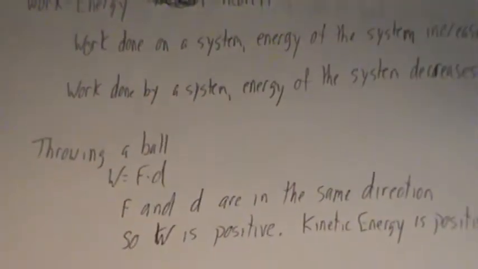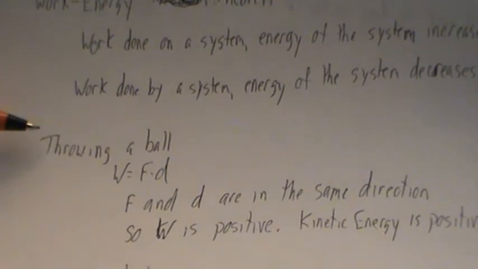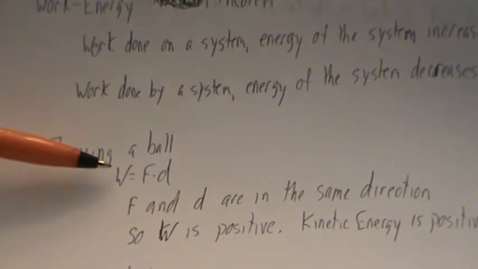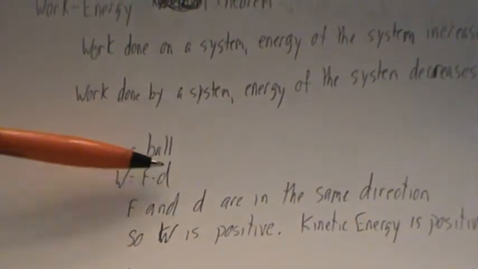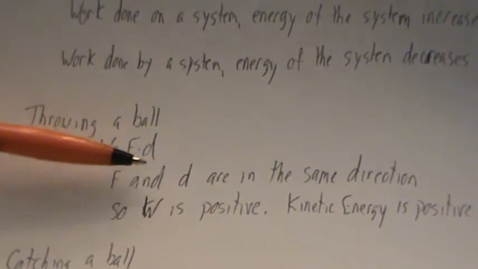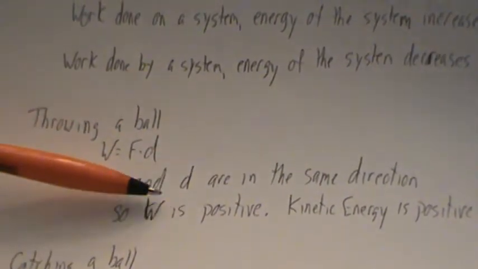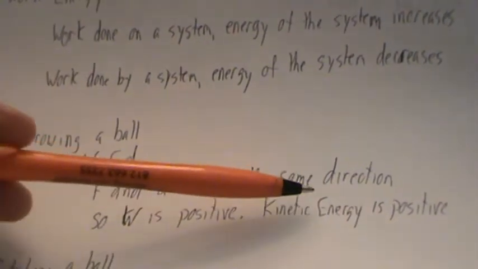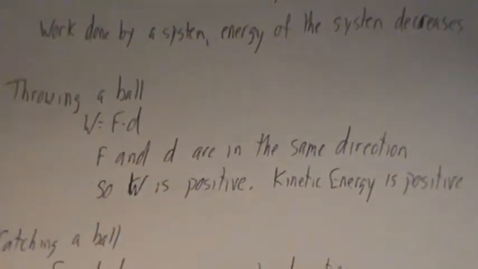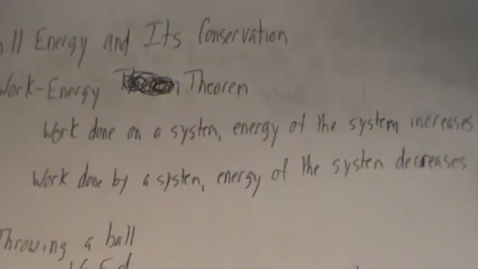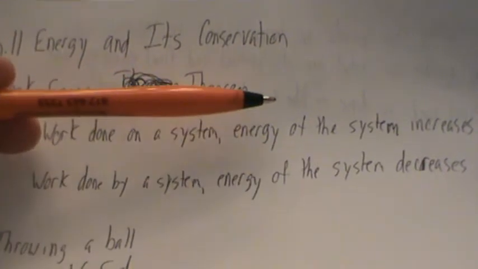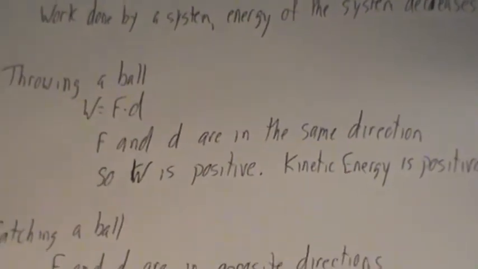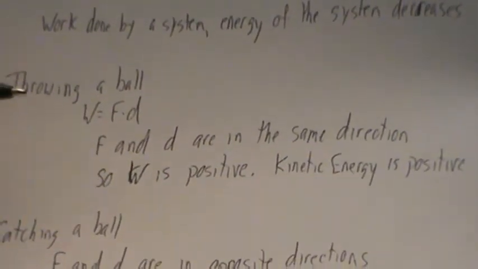So let's look at an example of this, throwing a ball. If we throw a ball, it is doing work because we have force times distance. Now, throwing a ball, the force and the distance are in the same direction, so work is positive. And we can deal with this in kinetic energy, and kinetic energy is going to be positive as well. So work done on the system, energy of the system increases. The ball, as the system, has work being done on it, so its energy is going to be increasing.